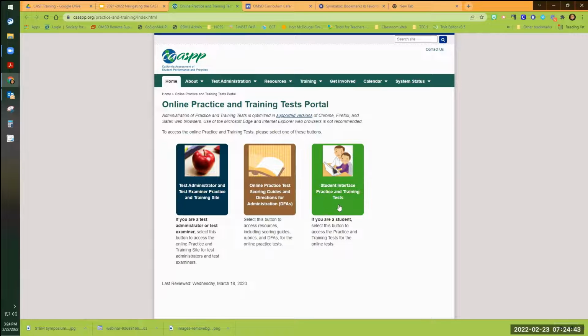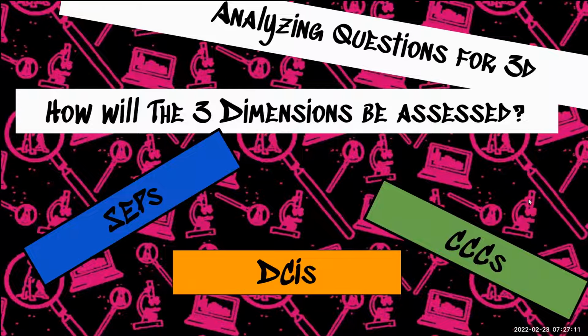There are both practice and training tests available for science, just as well as there are for math and ELA, for those of you who are familiar with giving the math and ELA assessments. As I mentioned before, every question on the assessment will measure 2 out of the 3 dimensions.